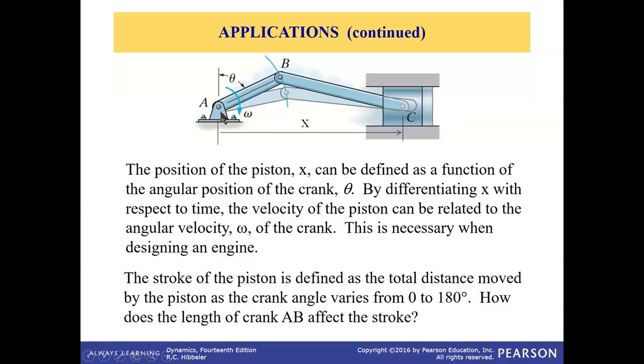So with respect to fixed point A, the angular position of the link AB is defined using angle theta, and the position of the slider is defined using a variable x. Now, using the link length as dimensions AB and BC, we can figure out the relation between x and theta. Once we have that equation, differentiating x with respect to time gives the velocity of the piston, which will be related with the angular velocity omega of the crank. And similarly, we can also relate the angular acceleration with the linear acceleration.